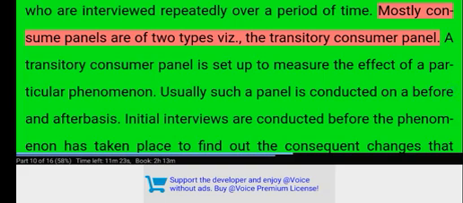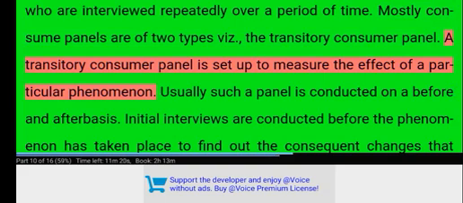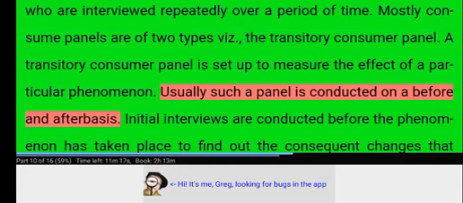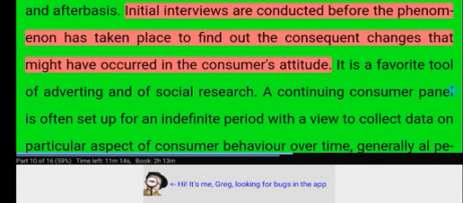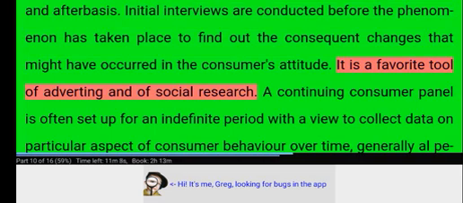The transitory consumer panel. A transitory consumer panel is set up to measure the effect of a particular phenomenon. Usually such a panel is conducted on a before and after basis. Initial interviews are conducted before the phenomenon has taken place, to find out the consequent changes that might have occurred in the consumer's attitude. It is a favorite tool of advertising and of social research.